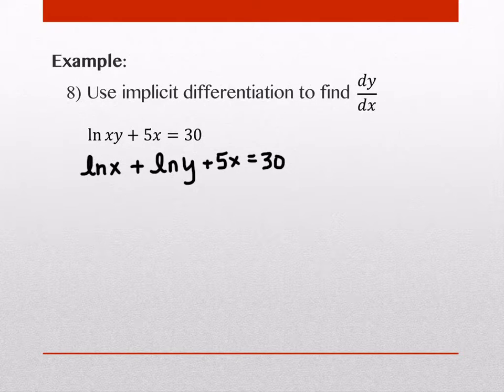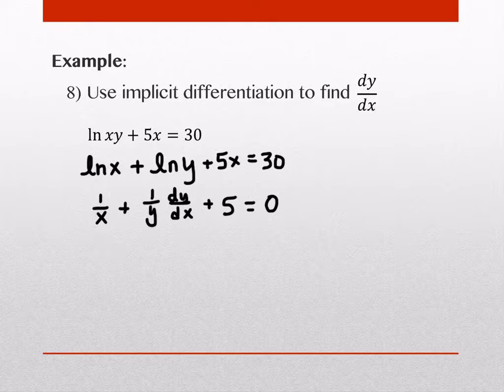Okay, so I haven't taken any derivatives. I just rewrote with properties of logs. Now, natural log of x. What's the derivative of that? 1 over x. All right, natural log of y. What's the derivative of that? 1 over y times dy dx. Oh, you guys are making me smile. You remember the dy dx. Okay, so the natural log of y is 1 over y, but then you have to take the derivative of the inside. That is the derivative of y, which is dy dx. Fantastic. All right, how about the 5x? Good. And the 30? 0.